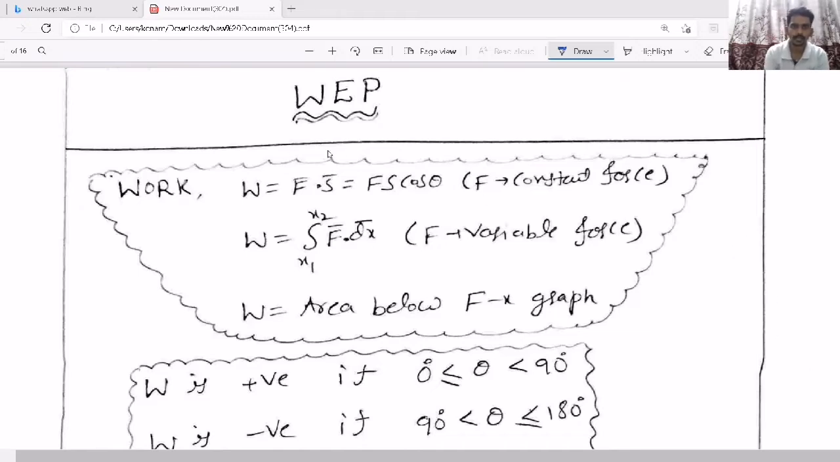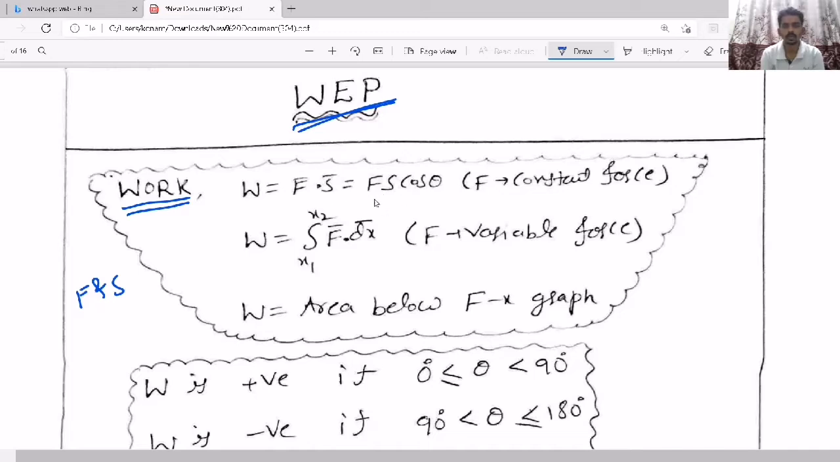Today we will discuss work, energy, and power. Here three types of questions will come based on work, energy, and power. The very first thing, when you consider work, there are two kinds of questions. Work usually depends on force and displacement. One is force and another one is displacement.